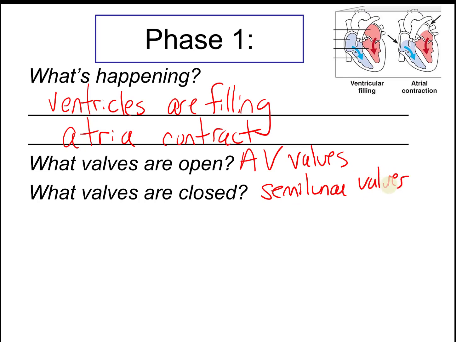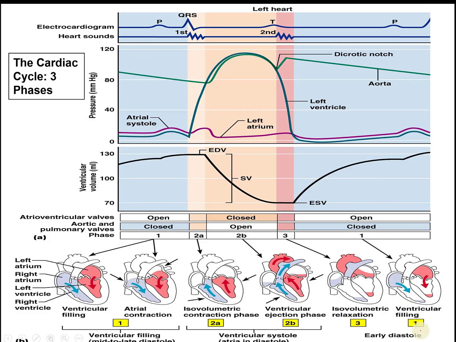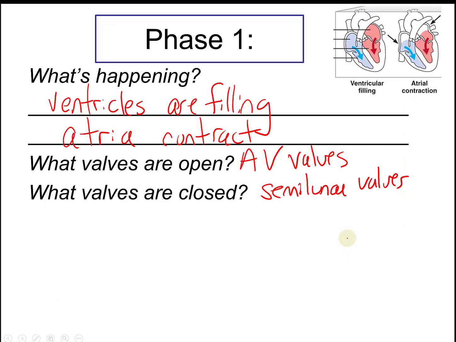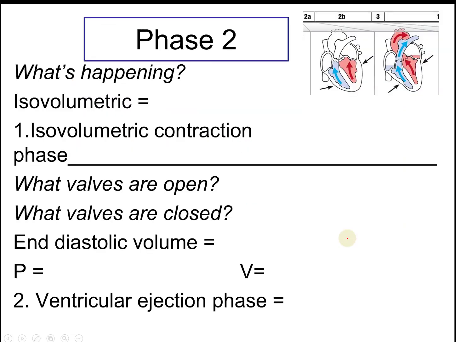Okay, let's go back to this picture again, and now we're going to move on to phase 2. And you can see that there are actually 2 steps in this phase. There's the isovolumetric contraction phase and the ventricular ejection phase. So let's start with this one first. And what does that word mean, isovolumetric? Well, iso means constant. And so what this word means literally is constant volume.